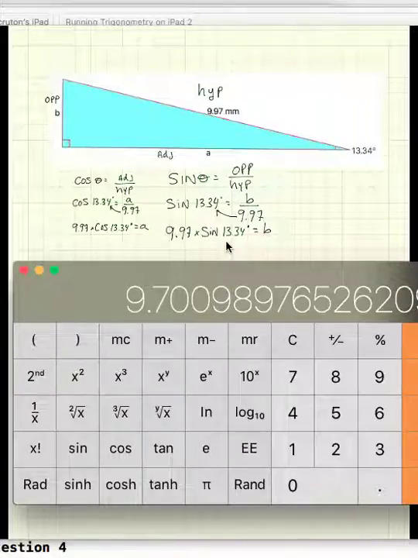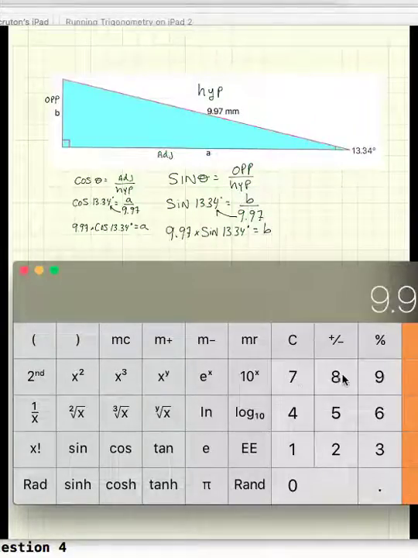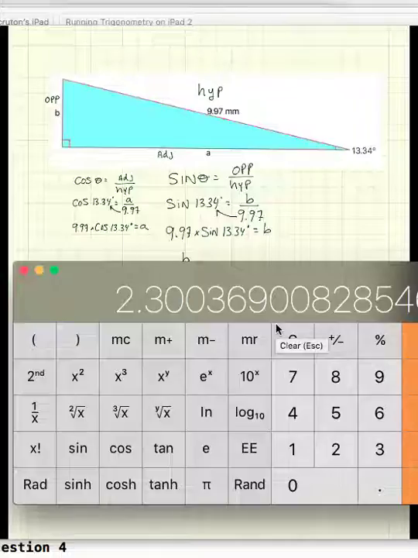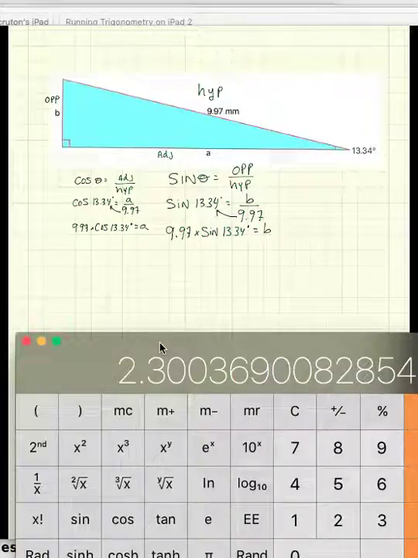All right, and handy dandy calculator time. So 9.97 times sine of 13.34 is equal to 2.300369. That goes on forever. So we get 2.3004, let's say, is equal to B.